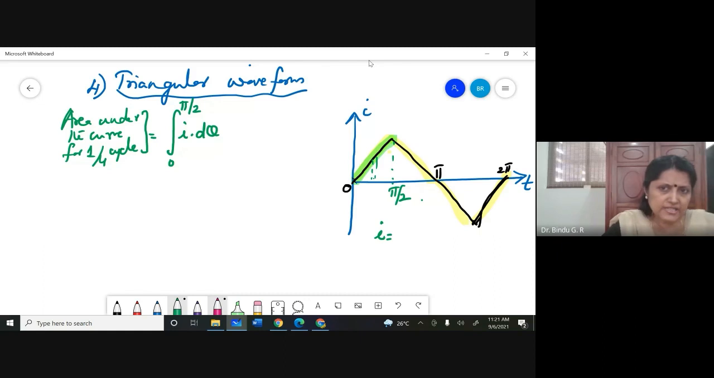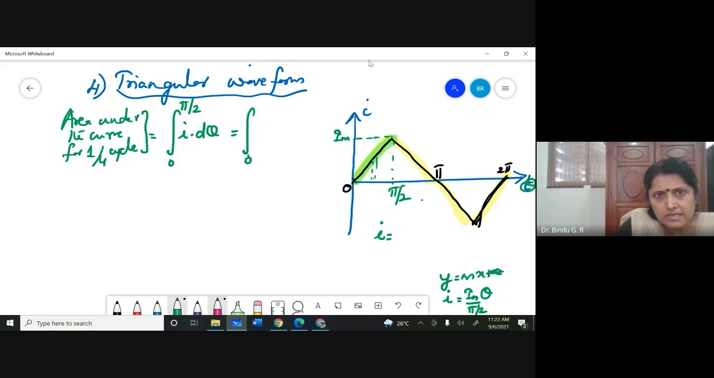Now, how will I find an equation here? Tell me. I just want an equation for the line. That is y is equal to mx plus c, the general equation. Now, c I don't have. So I just say y is equal to mx. What is y? y is i. Y axis is i, x is theta. What is the slope here? Slope is y-axis by x-axis. This value I know is Im. So this will be Im by pi by 2, or you get 2 Im by pi. So integral 0 to pi by 2, 2 Im by pi d theta.